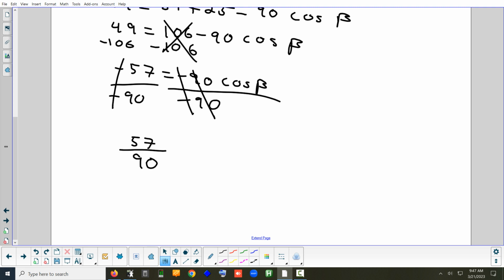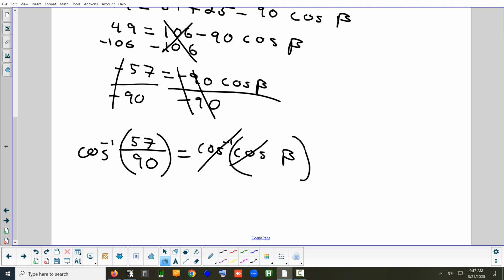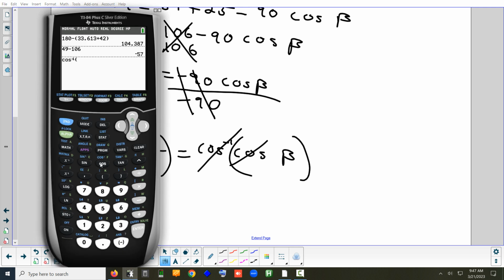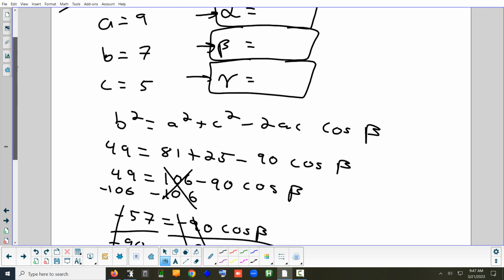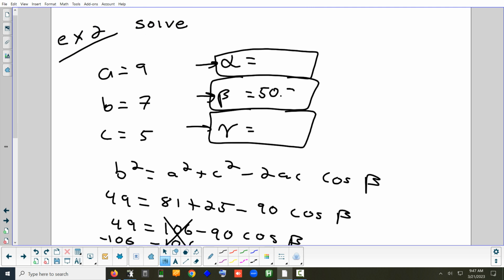Don't write this out, though. 57 over 90 is probably not a nice decimal. So we're just going to leave that. And what would be my last step? Take the inverse cosine. Alright, let's see what we got. So inverse cosine of 57 divided by 90. 50.704. That's beta.